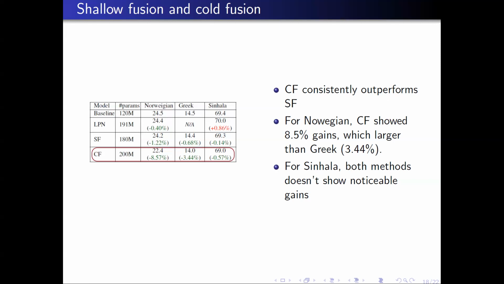For Sinhala, both methods don't show noticeable gains. Their hypothesis is that the training set for Sinhala was too small, causing the model to overfit quickly, and the linguistic features of the language model are too different from the dataset.